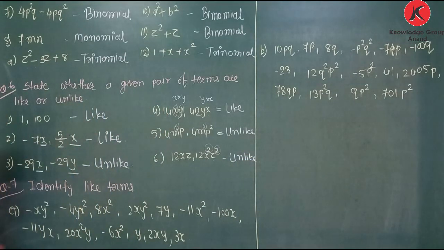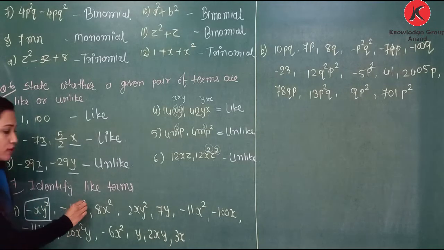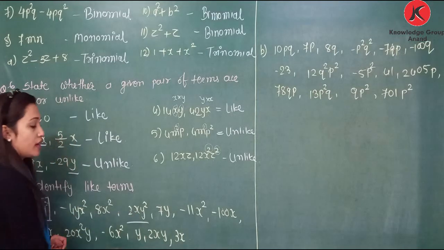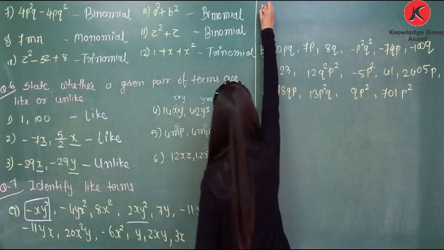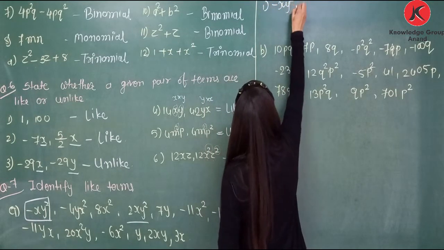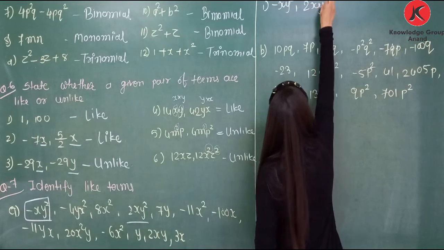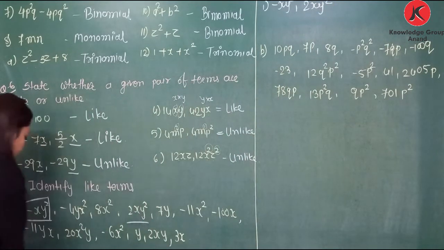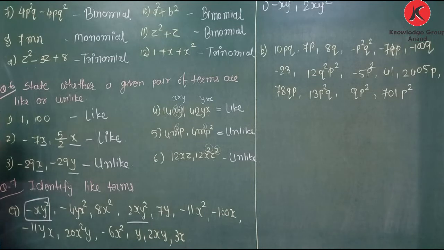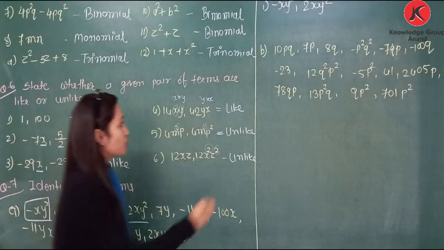Identify like terms. So here some terms are given and from that we need to write the pairs of like terms. So first, here xy square. Which term contains x and y square? Here yx square, not xy square. So this is the term that contains xy square. So the first pair is minus xy square and 2xy square. Now second, is there any other term that contains xy square? No, only two terms. Now next one, 4yx square, minus 4yx square.